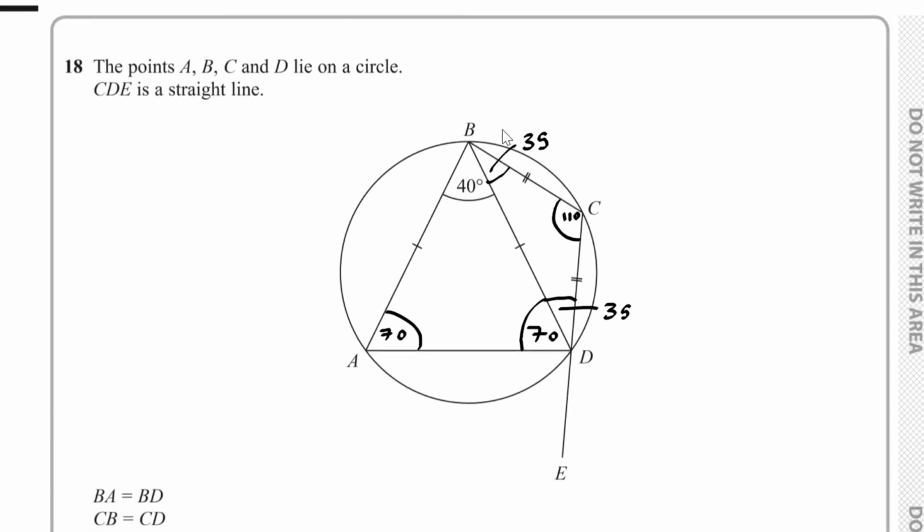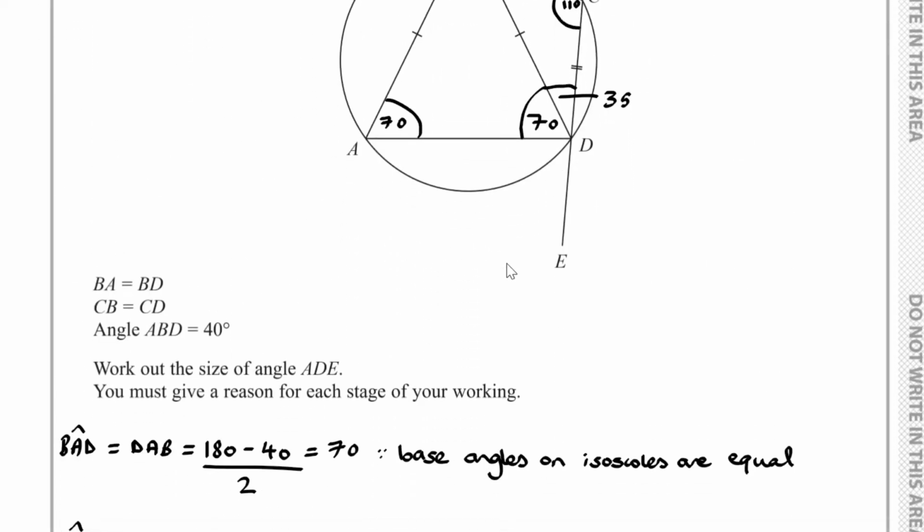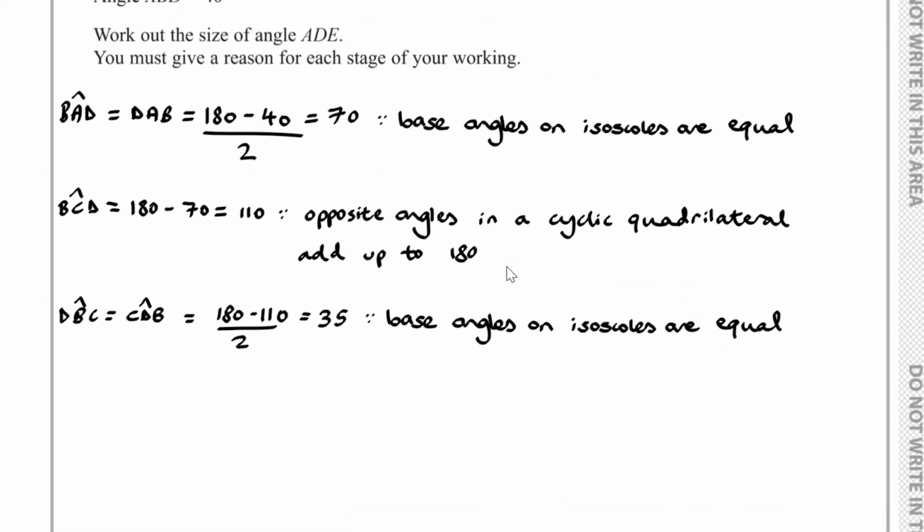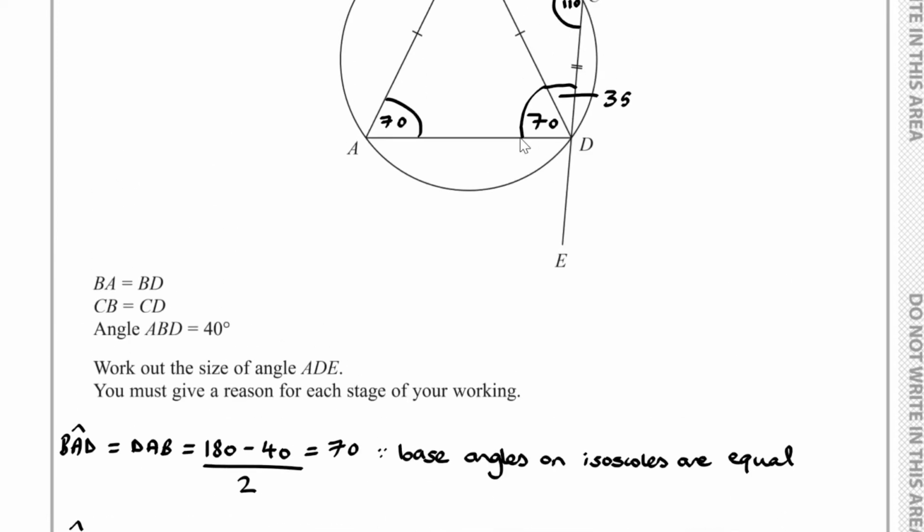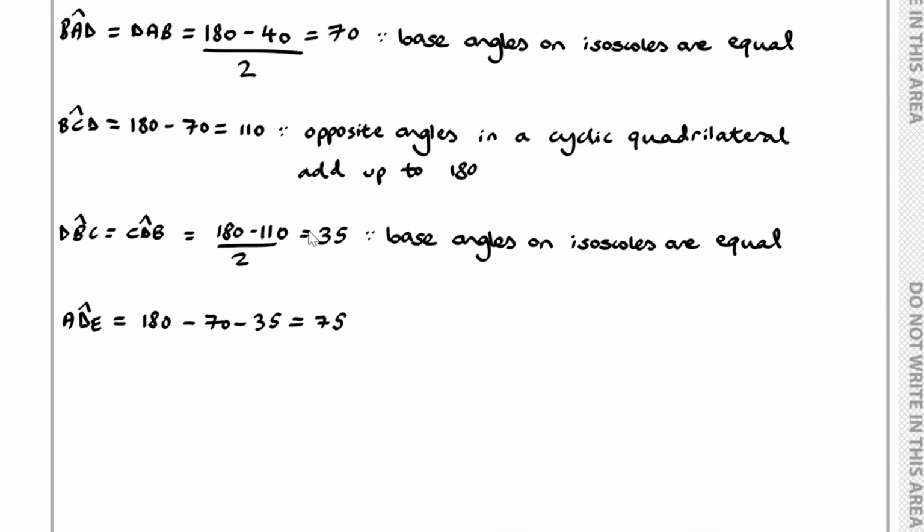And finally, because we know that CDE is a straight line, angles on a straight line add up to 180, so the angle ADE is equal to 180 minus the 70 minus the 35, which is 75. So this angle here is 75. The reason for that: angles on a straight line add up to 180.